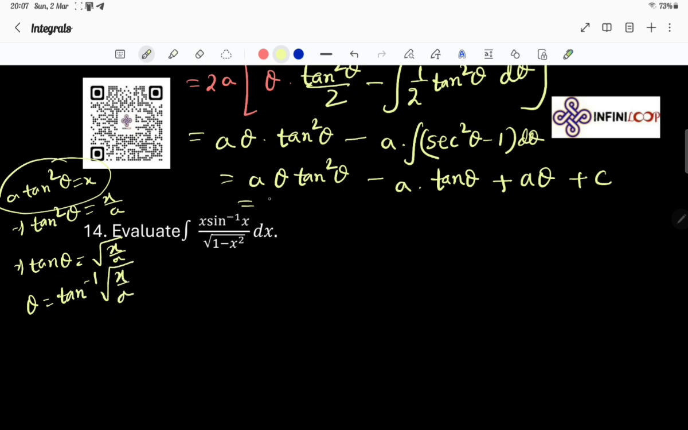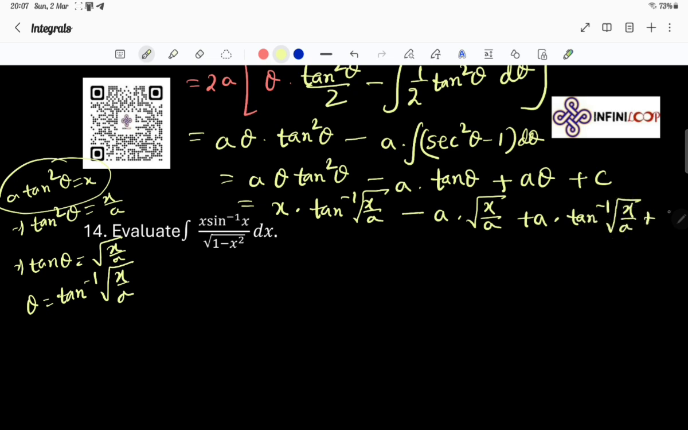Now students, what will we write? x into tan inverse root over x by a minus a tan theta, a tan theta is actually root over x by a, plus a into theta, which is tan inverse root over x by a, plus c. You can simplify this part, and this is the ultimate answer.